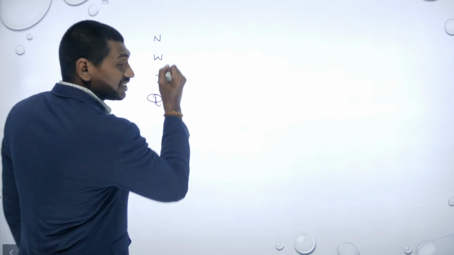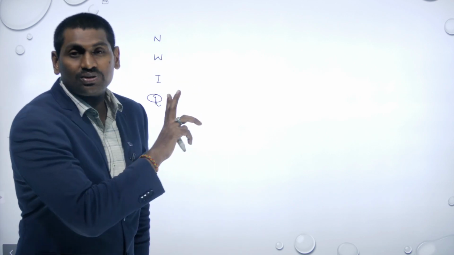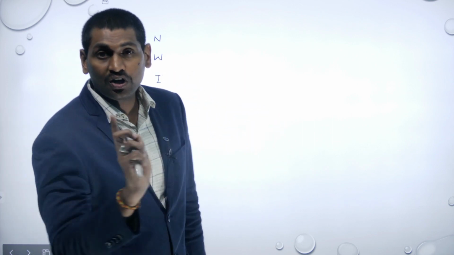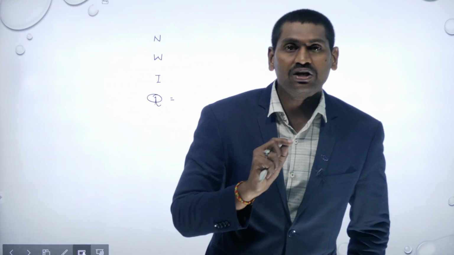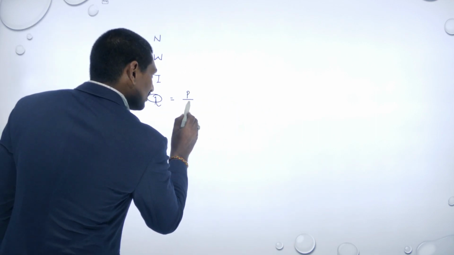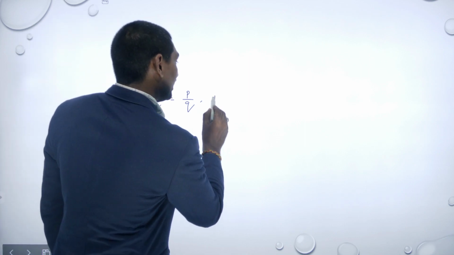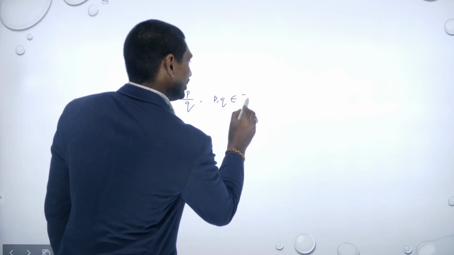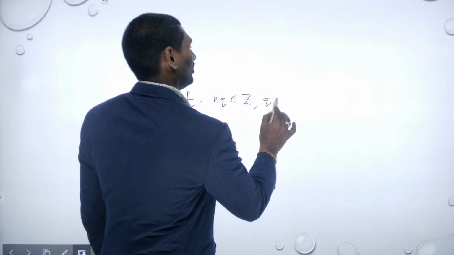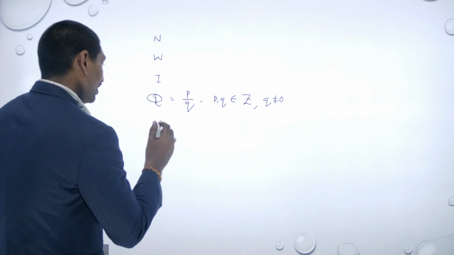Counting numbers are called natural numbers. Natural numbers including 0 are whole numbers. All positive numbers and all negative numbers including 0 are called integers. Rational numbers are the numbers which can be expressed in the format of p by q, where p, q belong to integers and q does not equal 0. So p by q format of numbers are rational numbers.